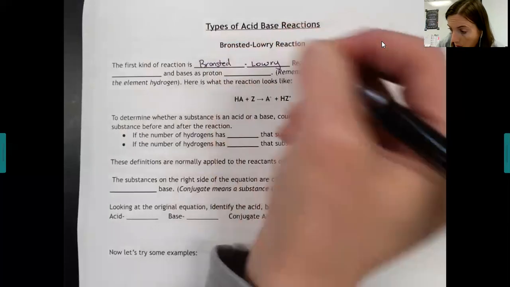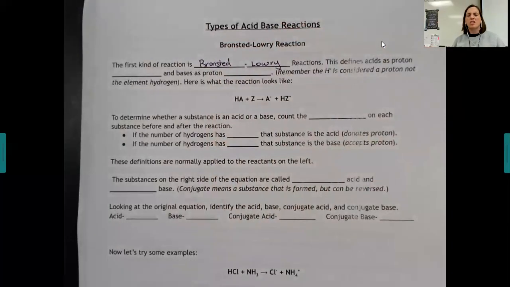Bronsted-Lowry reactions. This was actually the second type that was found. It was two different scientists doing research at the same time, but not together. They were doing this independently, and they came up with the answer at the same time. But this is basically adding on to the first type of reaction that we're going to be talking about in a second.